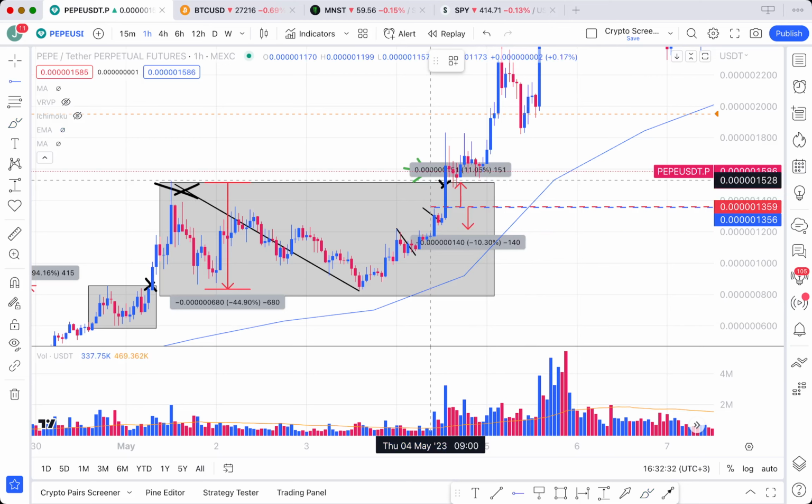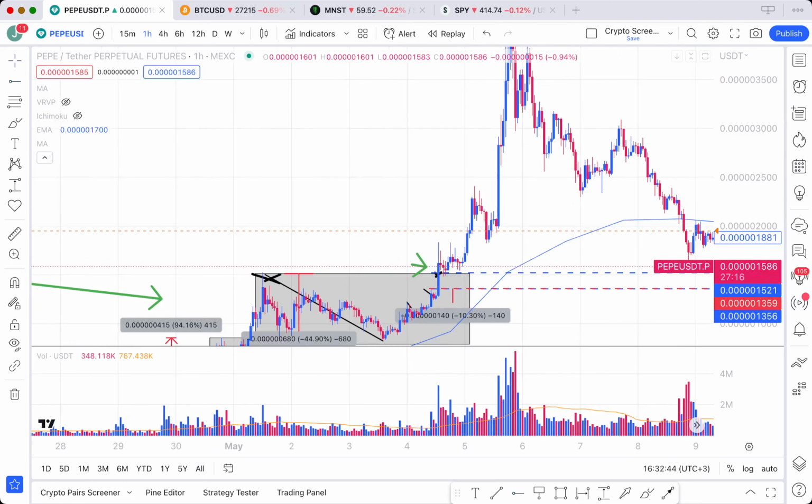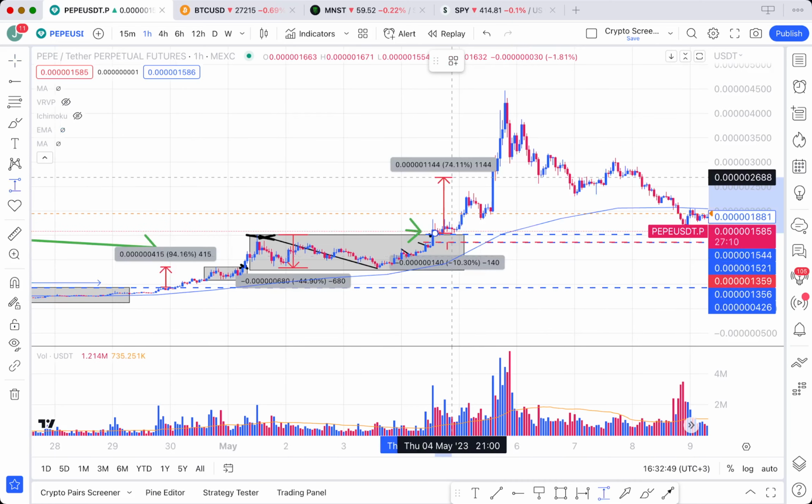And then it went on blasting and we haven't seen these prices again. All right, how much did we make? Let's measure for the second breakout, not from the first breakout. We made roughly 187%. The reality is we made more or less 150% on this trade.